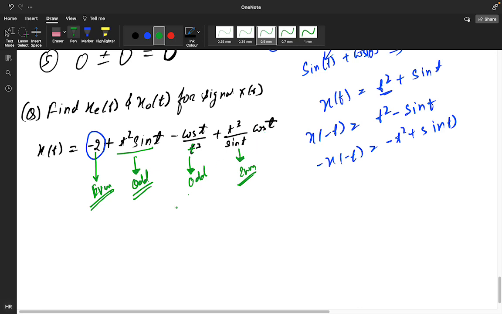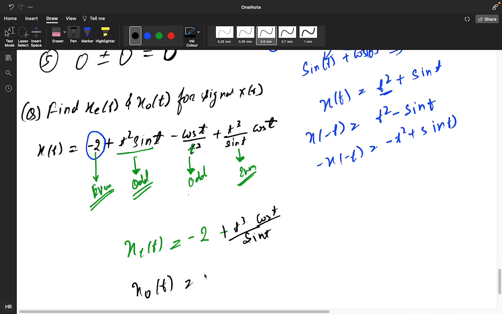Now separate this. The even part is minus 2 plus t cube divided by sin t, multiplied by cos t. And the odd part is t square sin t minus cos t divided by t cube. So this is your even signal, and this is your odd signal.